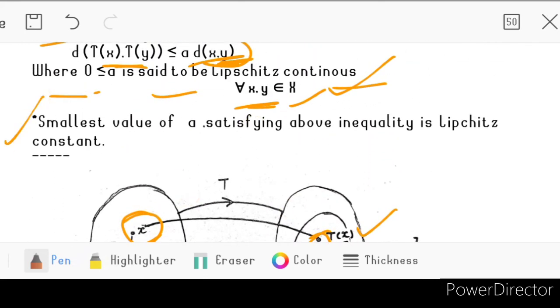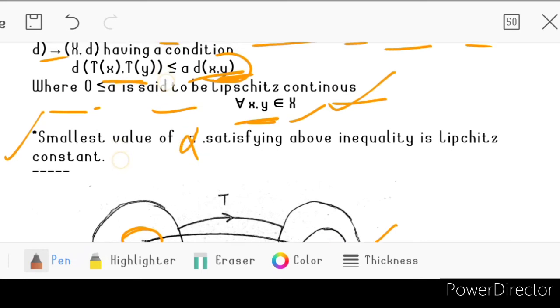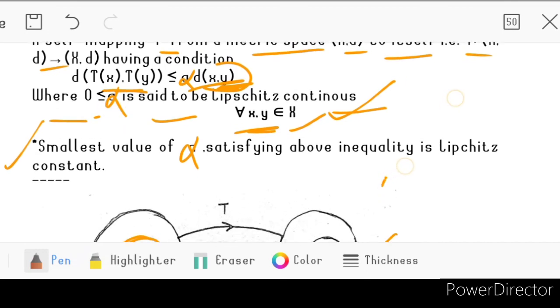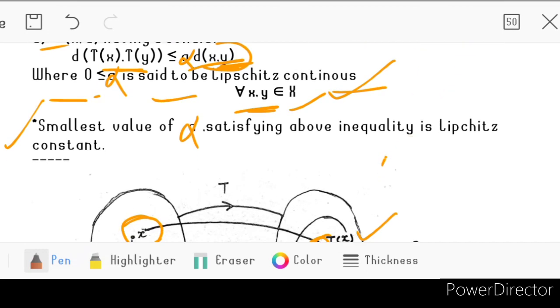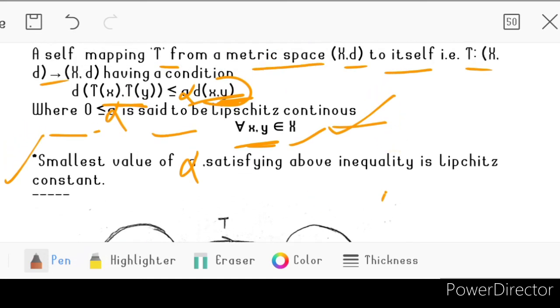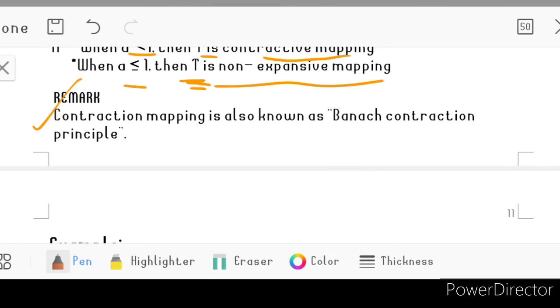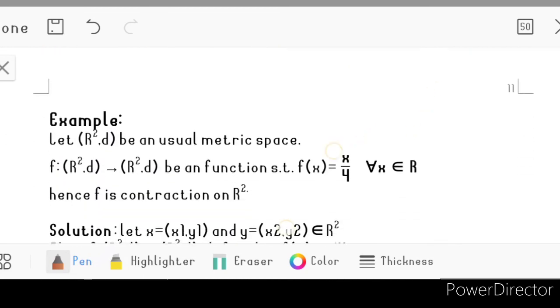One remark: the smallest value of alpha, this is alpha everywhere, so no need to get confused. The smallest value of alpha satisfying the above inequality, the inequality we are talking about, is the Lipschitz constant. Then another remark: a contraction mapping is also known as the Banach contraction principle. Both are the same thing, whether you say contraction mapping or Banach contraction principle.